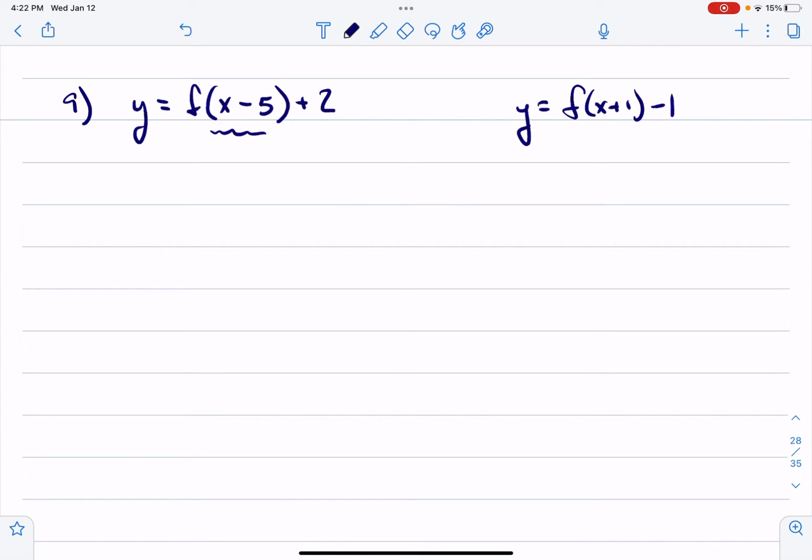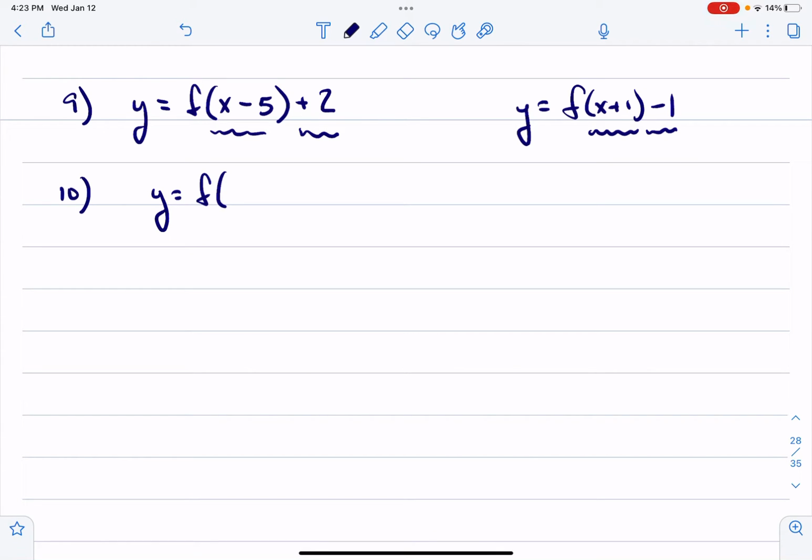So it got moved to the right in the positive direction 5 units, and this moves it up 2 units. So those two things both happened. Again, this one affects the right and left, and so it got moved to the left, to the negative direction, 1 unit, and this dropped it down 1 unit. Okay, and then number 10, again, virtually the same problem.